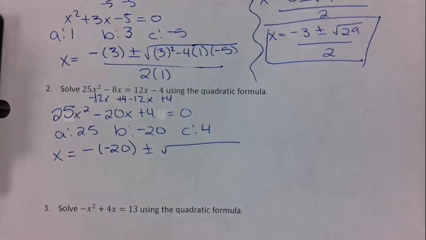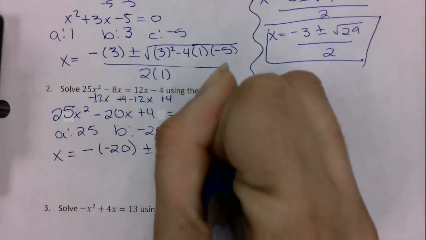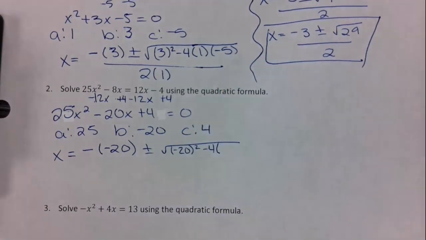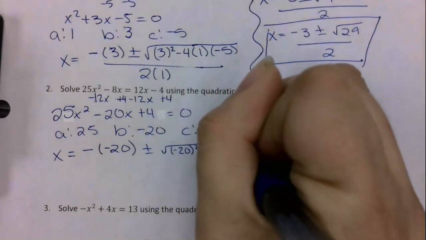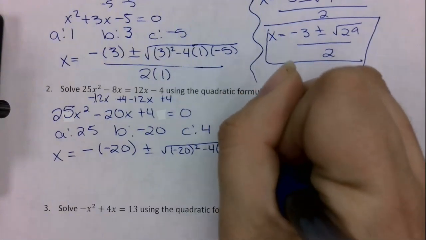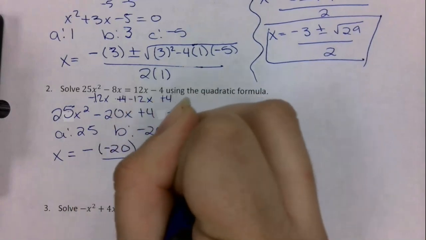What goes under the square root? Negative 20 squared. And then minus 4 is from the formula. My a value is 25, and my c value is 4. And then it's over 2 times a, so 2 times 25.